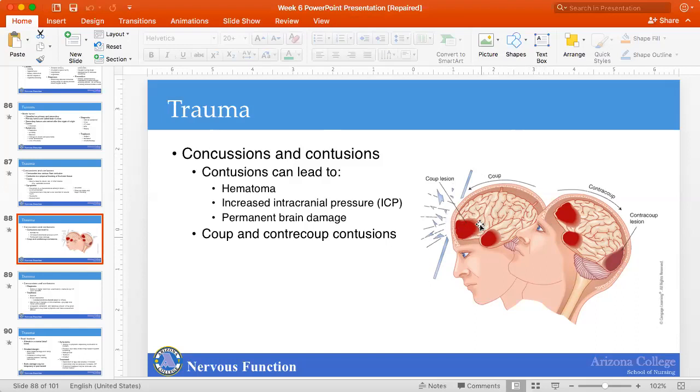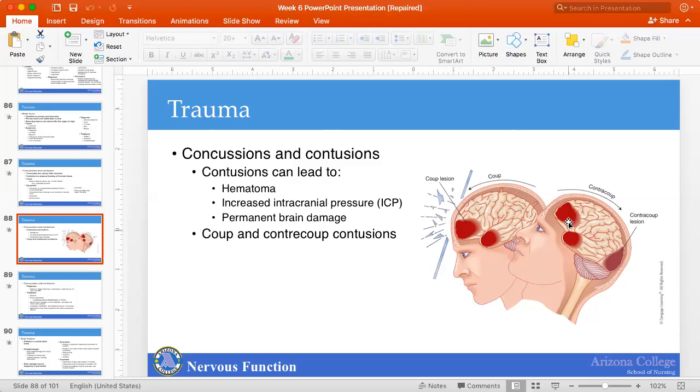The initial impact section here is called the coup lesion or coup contusion. Well, what happens is that your brain doesn't actually directly touch the walls itself. It's a little bit smaller than the cranium itself, and it's sitting in this fluid-filled area of cerebrospinal fluid.